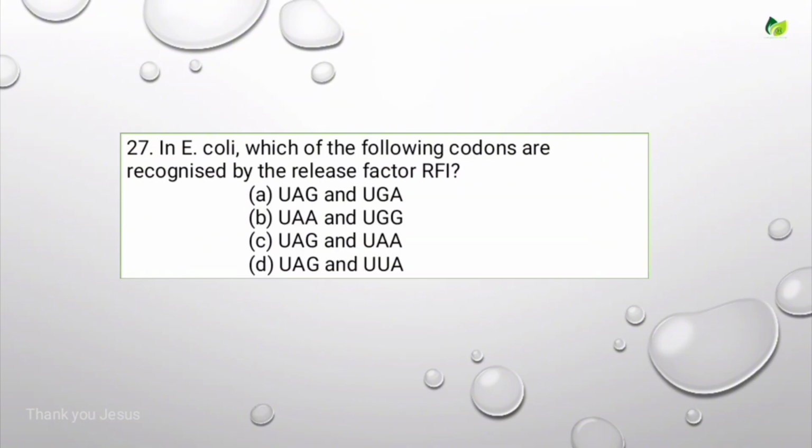In E. coli, which of the following codons are recognized by the release factor RF1? So options are UAG, UGA, UAA, UGG, UAG, UAA, UAG, UUA. For this, the correct answer is UAG, UAA.